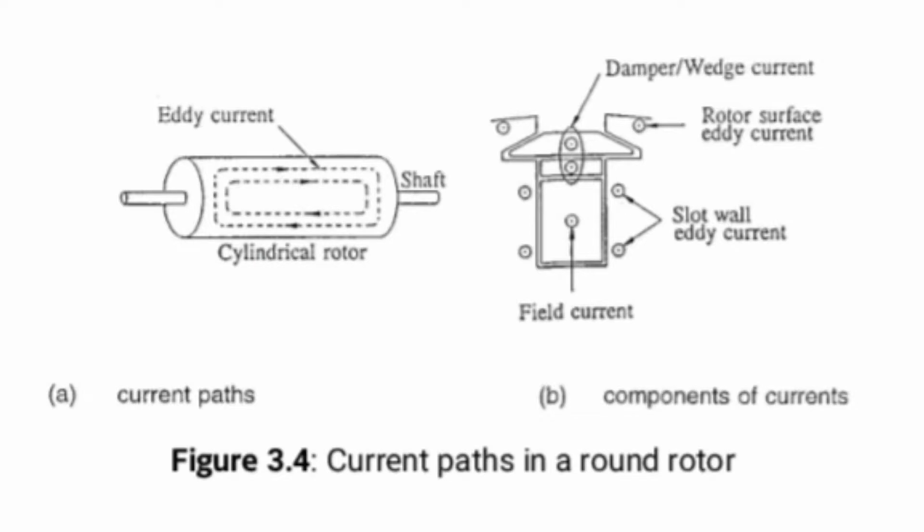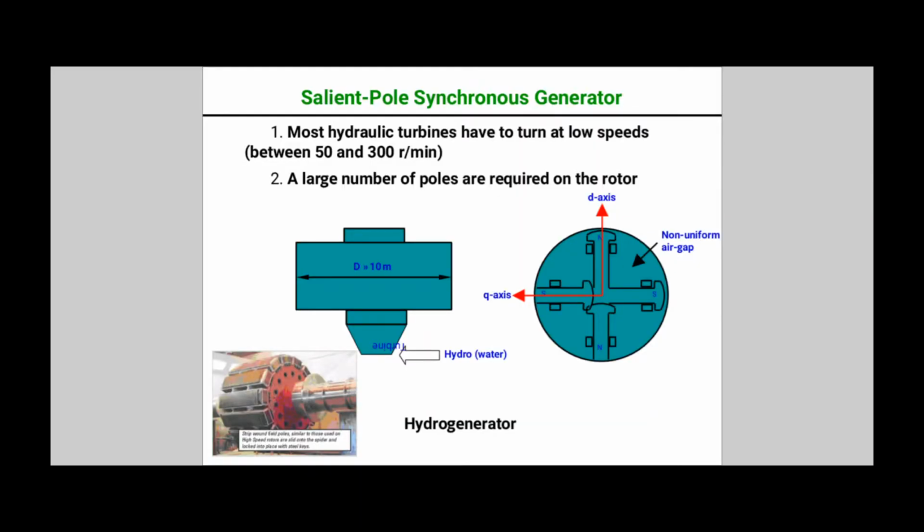The flow path of eddy current through stator conductors is in figure 2. The eddy current flows through rotor conductive paths. Most hydraulic turbines have to turn at low speeds between 50 and 300 rpm. A large number of poles are required on the rotor. This is the direct axis and this is the quadrature axis.